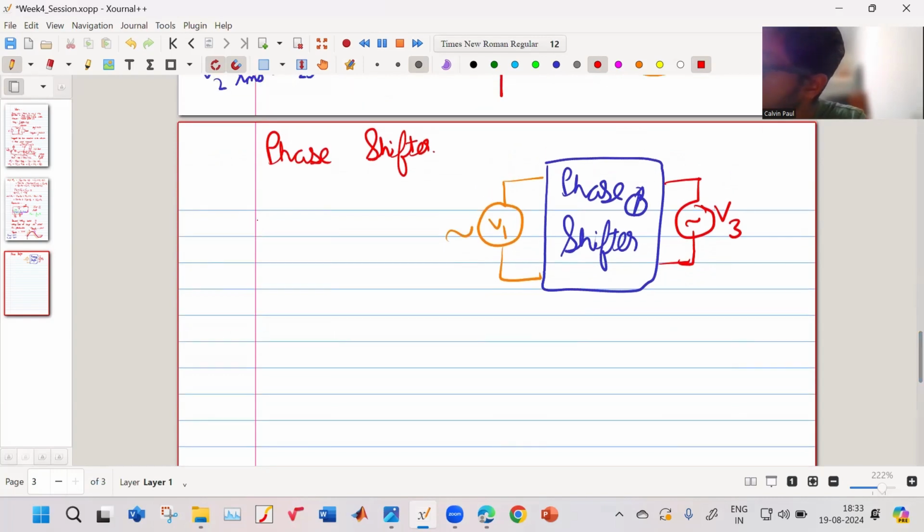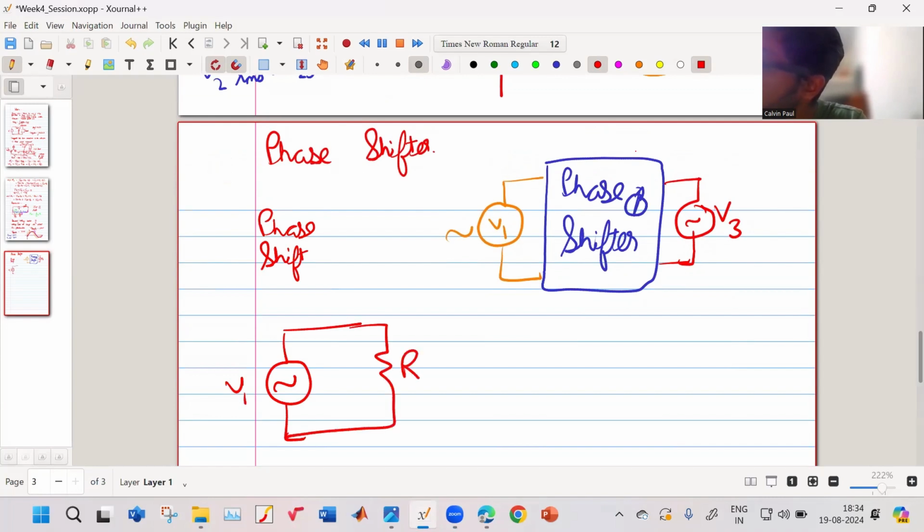Another thing is, how do you achieve this? How do you get this sort of phase shift? How do you achieve phase shift? Suppose you have certain voltage V1 and you have a resistor. This voltage V2, so your V2 will be in phase with V1.